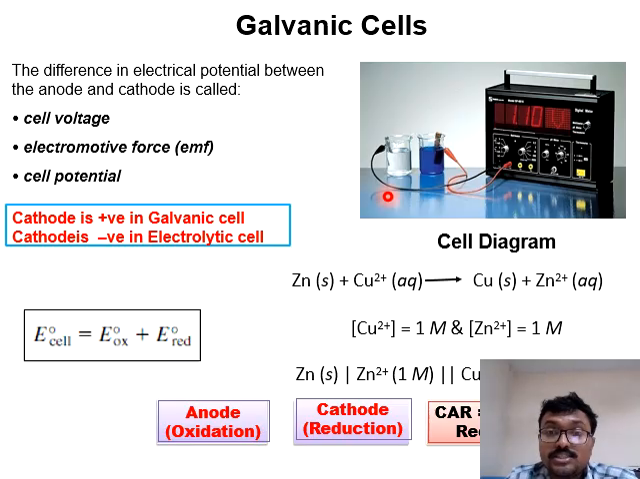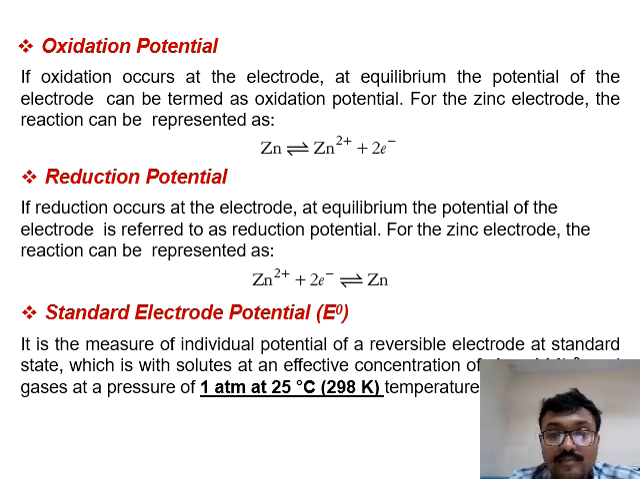When the reaction is oxidation, it's called oxidation potential. When the reaction is reduction, it's called reduction potential. So if we combine the potential of the oxidation reaction and the potential of the reduction reaction, we'll get the EMF of the cell. The 0 indicates the standard EMF. Okay, so what is oxidation potential?